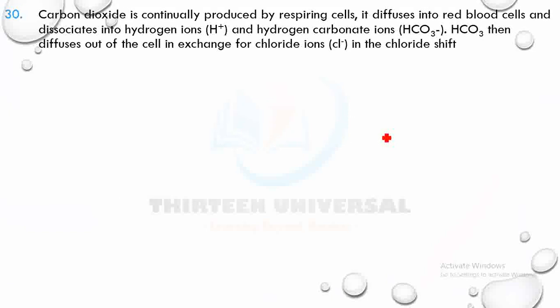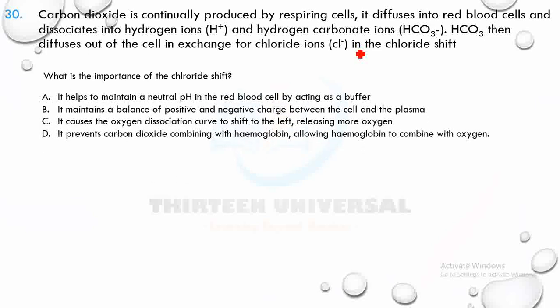B. Okay, carbon dioxide is continually produced by respiring tissue. It diffuses into red blood cells and dissociates into hydrogen ions and hydrogen carbonate ions. We have seen that hydrogen carbonate ions then diffuse out of the cell in exchange for chloride ions in the chloride shift. What is the importance of the chloride shift? Pause the video and try it.